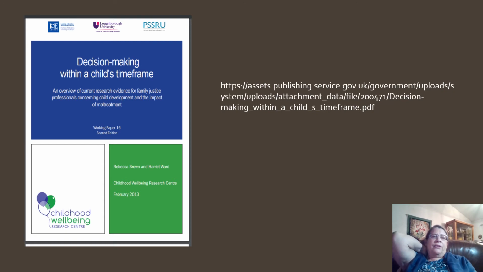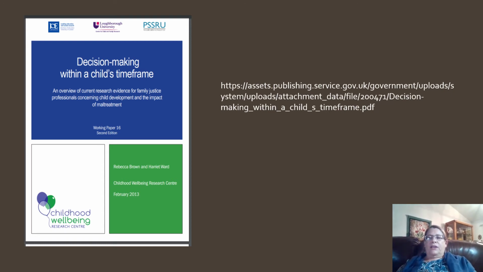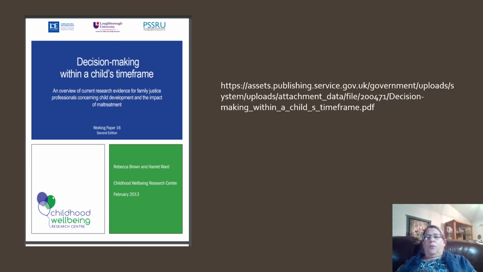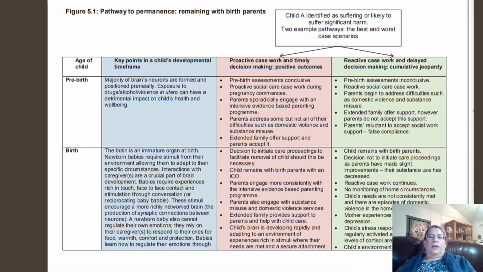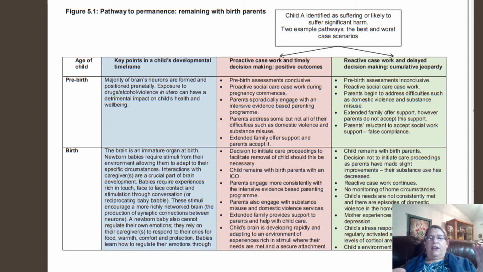Okay, this is another really great document called Decision Making Within the Child's Time Frame, and I wanted to point it out to you. This would be a document that I recommend that you get, because somebody has done an incredible amount of research into what works and what does not work, particularly with Child Protective Service cases. Now, in that book, they talk about these pathways to permanency. And this is a diagram I thought was really cool that they have developed.